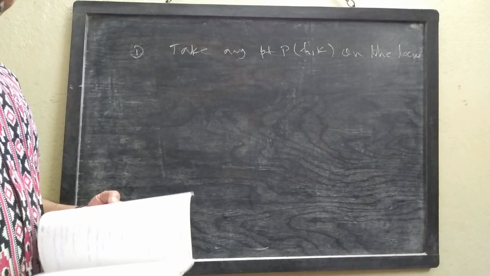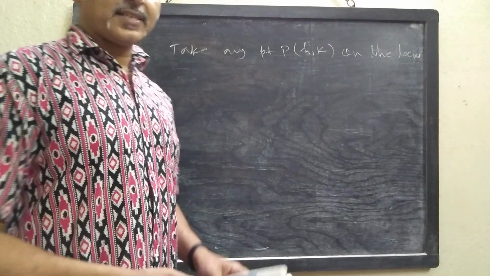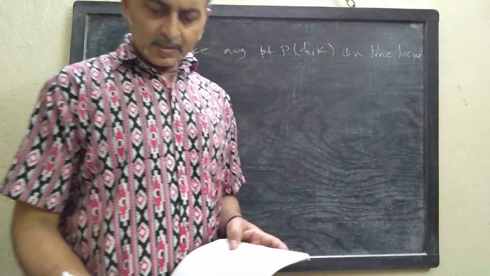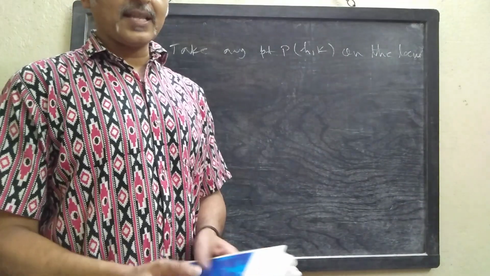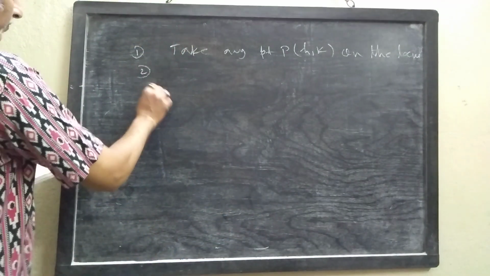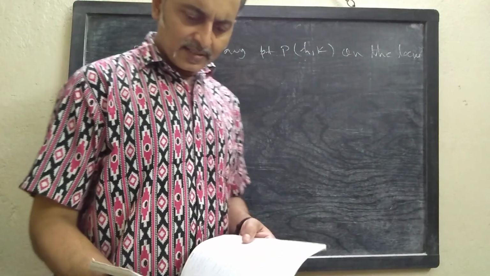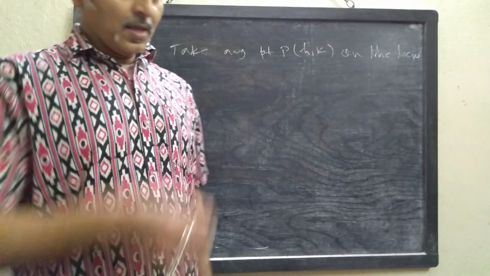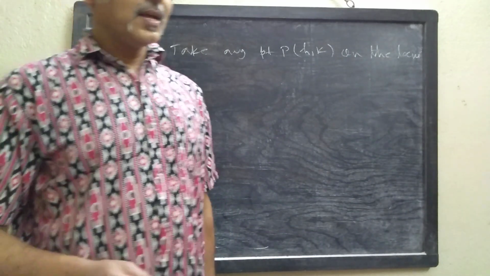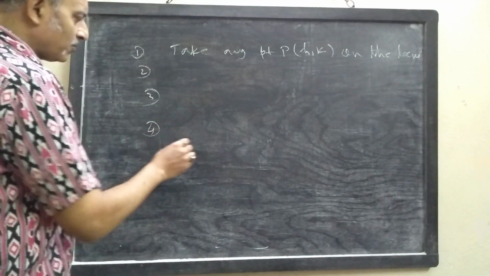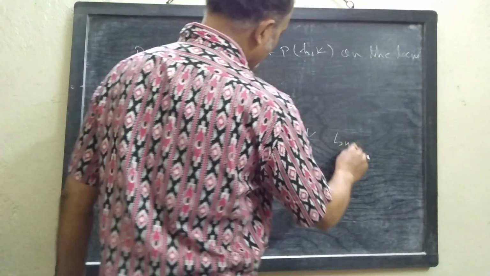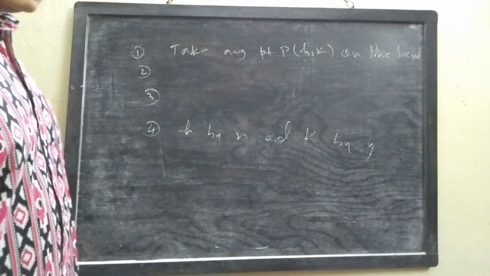Next, write the condition in mathematical form involving h and k. Number 2, write the conditions in mathematical form involving h and k. Those conditions will be given in your problems. Number 3, try to get a single relation connecting h and k. You have to connect h and k by some relation. Okay? And the fourth step, you have to substitute h by x and k by y to get the equation to the locus.